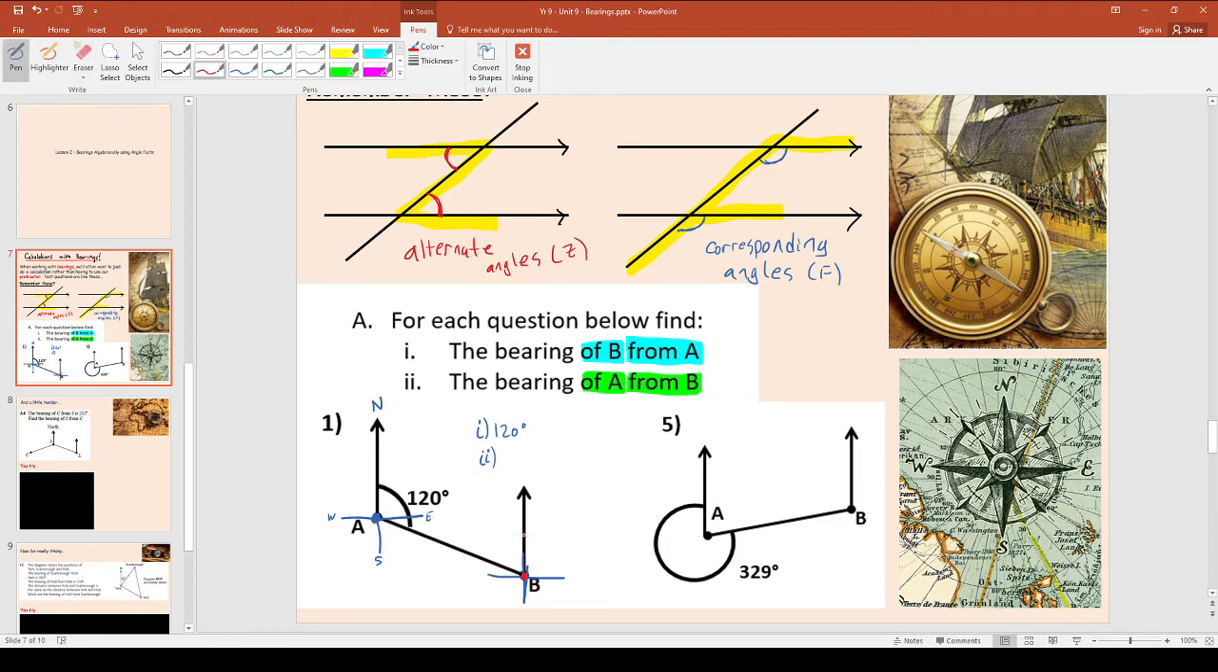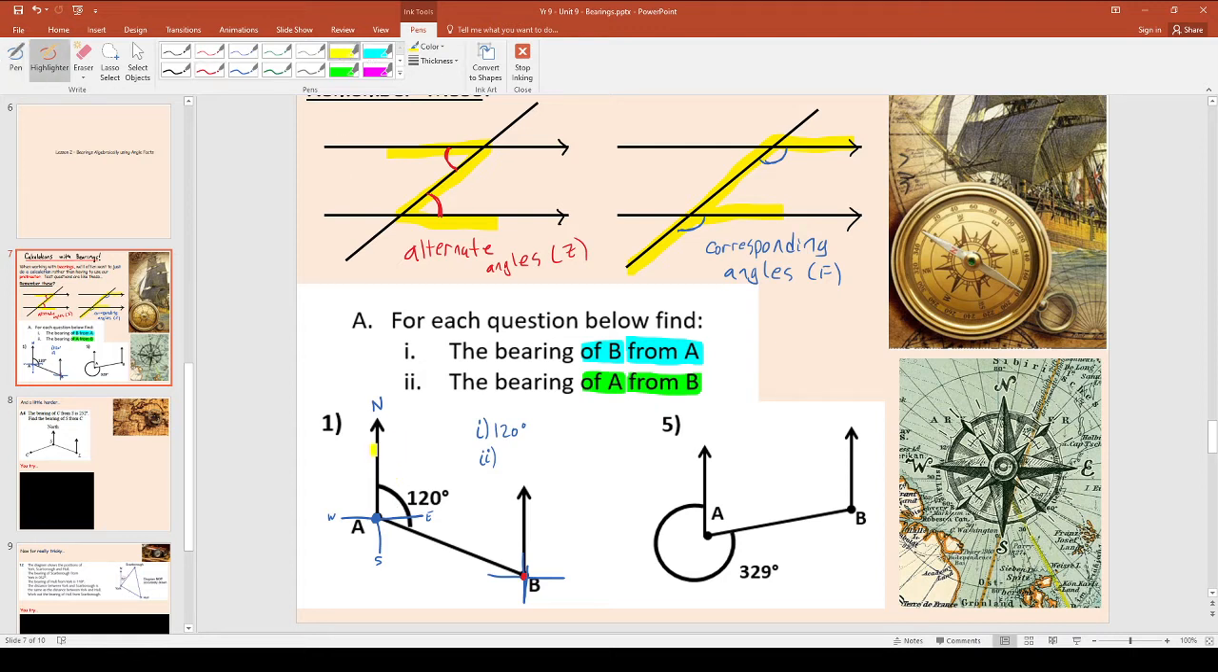Very tricky to know, or it would be very tricky to know if I hadn't introduced this up here. Can anybody see either an alternate or a corresponding angle that would match up with this 120? Can anyone see it? Well, I can see an alternate one, actually.